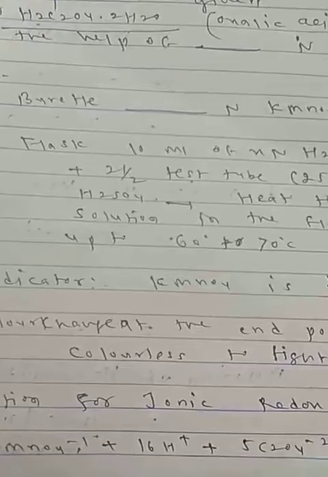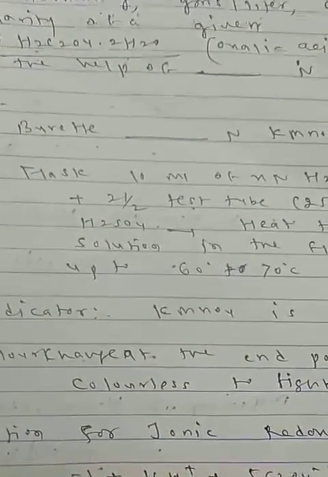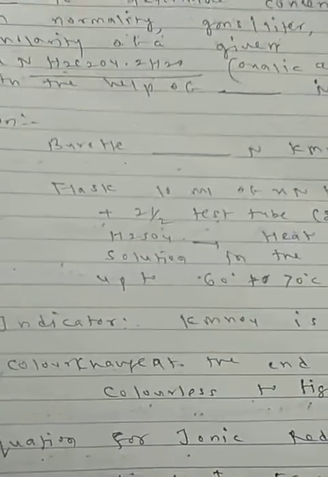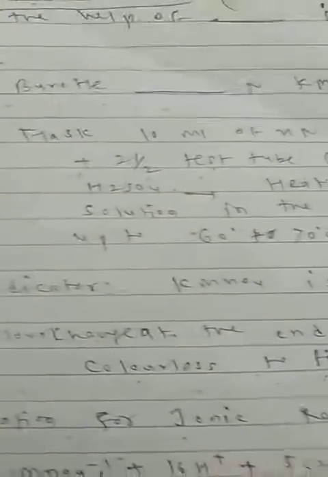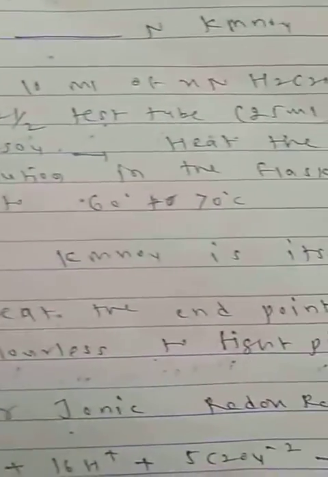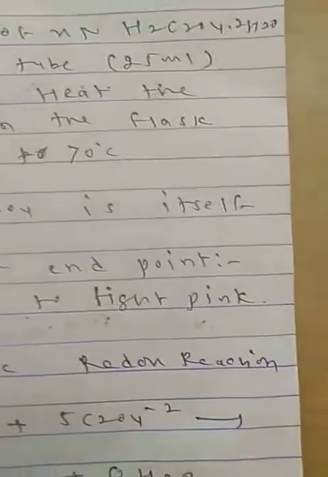You know the boiling temperature of water is 100 degrees, but here we only have to heat the flask. I will show you in the demo, don't worry, but the process is like that, you write. Then indicator: KMnO4 is always its own indicator, as I taught you earlier in theory. Then the color change at the end point is the same as usual, which I taught you in ferrous sulfate and ferrous ammonium sulfate. Now in oxalic acid also the color changes from colorless to light pink.